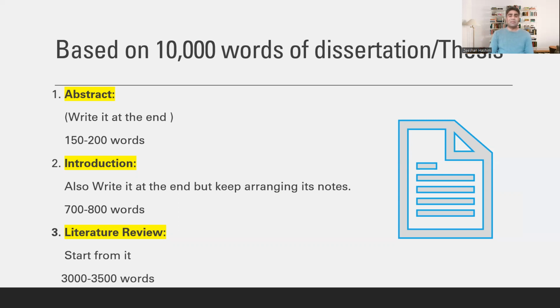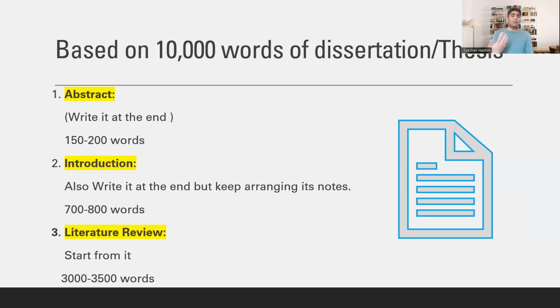But my suggestion is that you keep arranging notes, because at the end when you need to write the introduction, you should not need to read the papers again and again. So it's better to maintain your notes, and the word count of the introduction must be around 700 to 800 words for the 10,000 words dissertation. I will also make a video for the introduction, and for all the sections I will make videos separately.